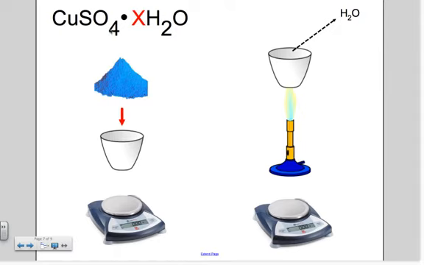So what you're going to do in this lab is real simple. I'm going to give you a sample of hydrate. It's going to be copper 2 sulfate X hydrate. That's your job in this lab, is to figure out what this X value is.